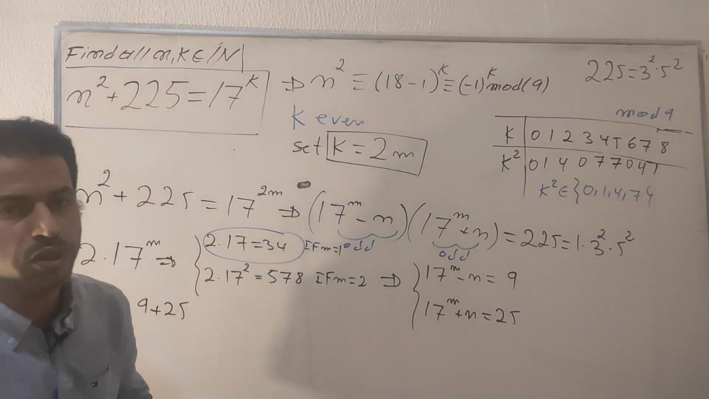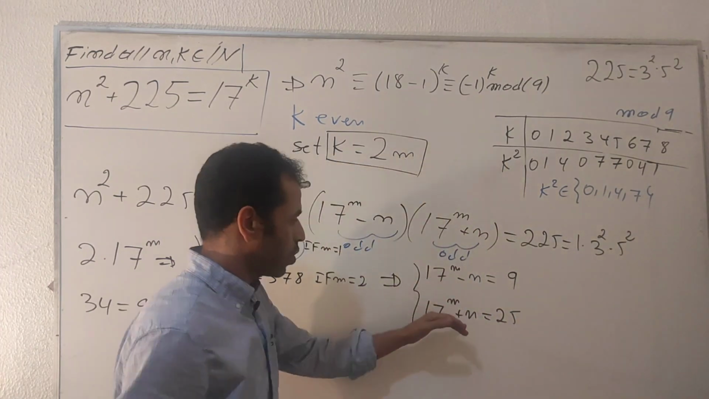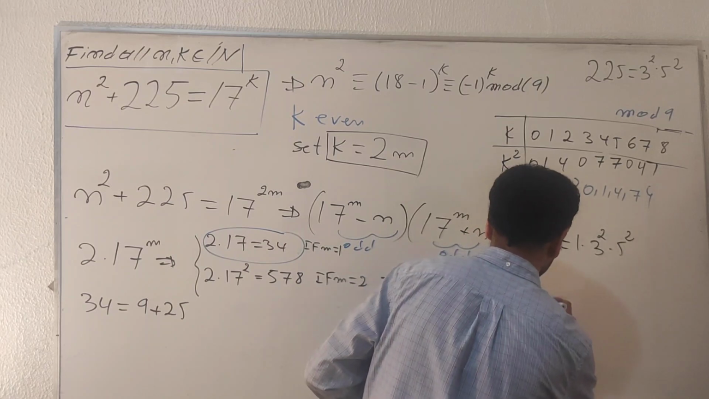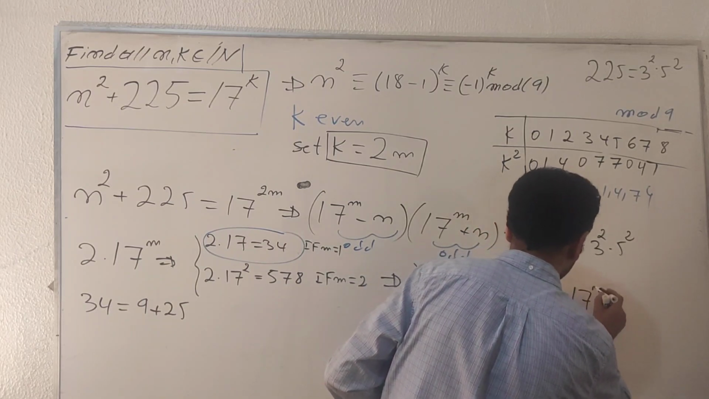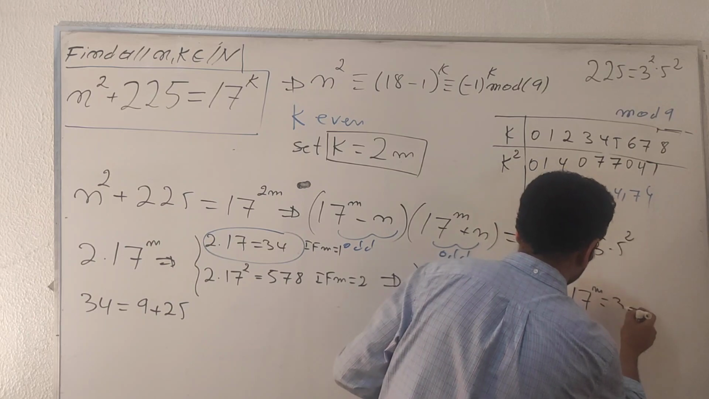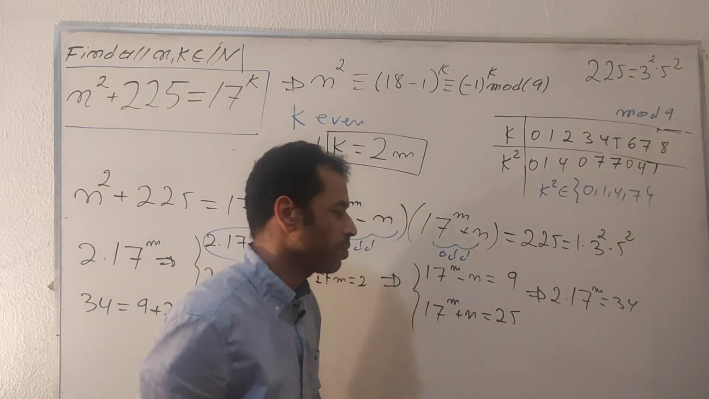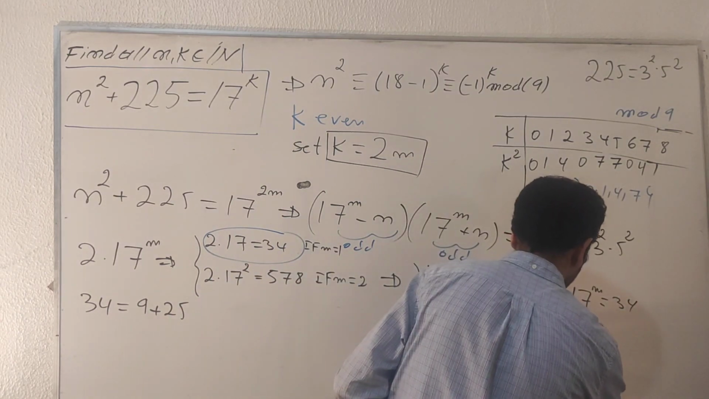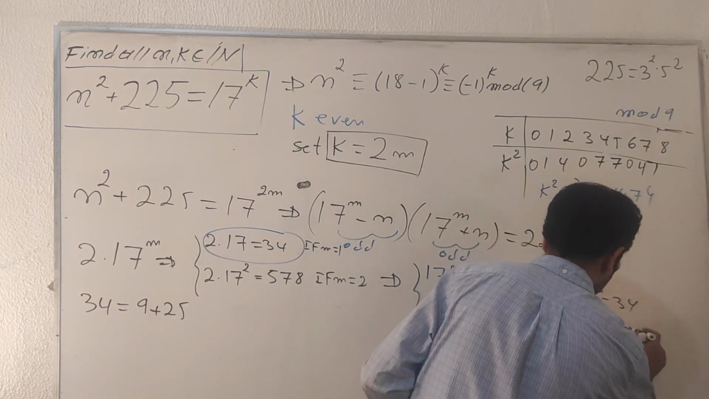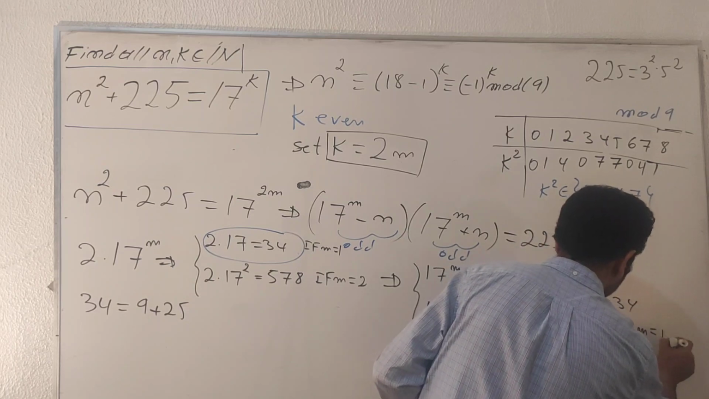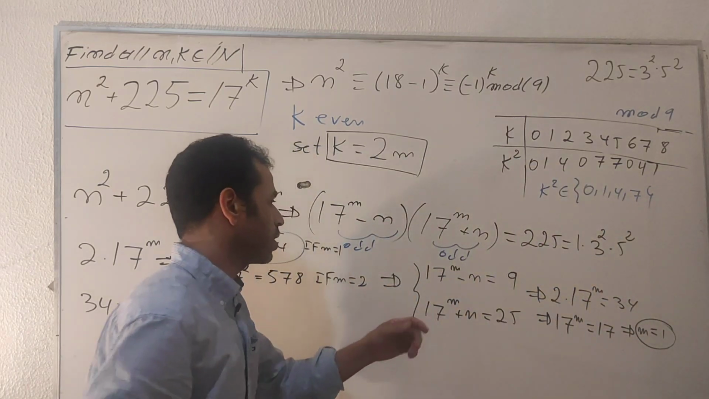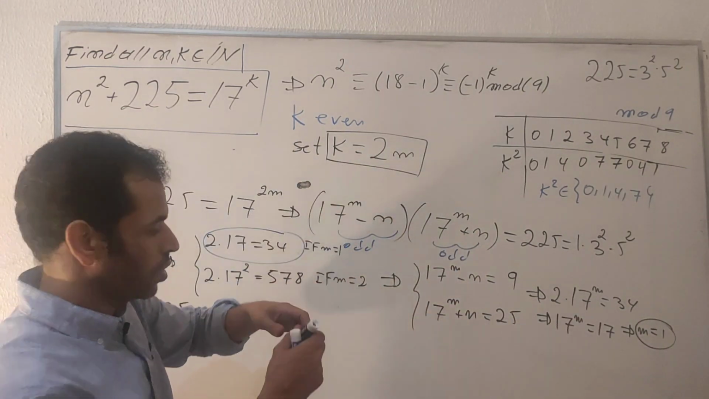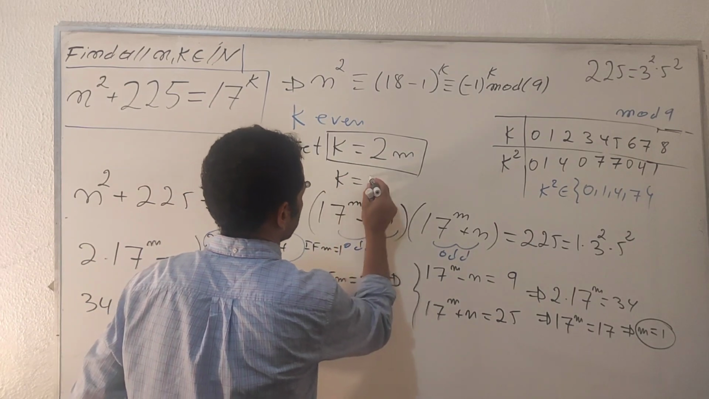Now I'm simply going to solve this equation. Adding the first one and the second one, n is eliminated. I will be left with 2 times 17 to the m equals 34. Dividing both sides by number 2, I get here 17 to the m equals 17. This is telling us m must equal number 1. Taking the value of m and inserting it back into k here, I get the value of k. I get k equals 2.